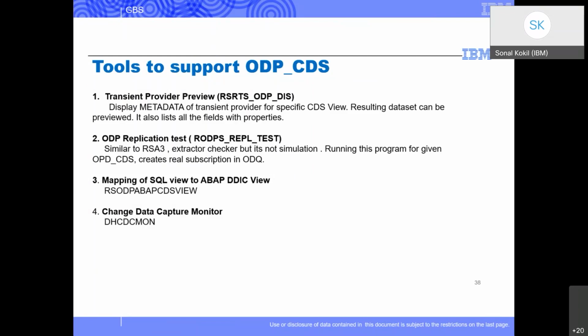Sonal, if I'm building the CDS based on 2-3 tables, will this CDC work? Is there anything that needs to be taken care of?